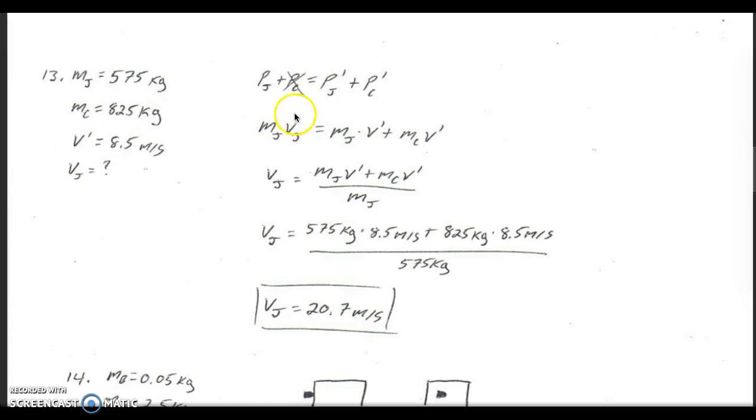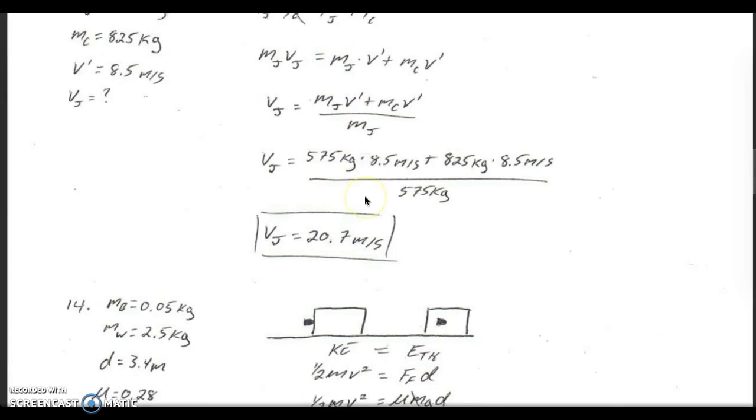So we have mass of the Jeep, velocity of the Jeep equals mass of the Jeep, velocity prime, plus mass of the car, velocity prime. They move off together, so those two velocities on the right side of our equation are the same. Solving for velocity of the Jeep, I just have to divide by the mass of the Jeep over to the right, and that's why I have my fraction here: mass of the Jeep, v prime, plus mass of the car, v prime, all over mass of the Jeep.